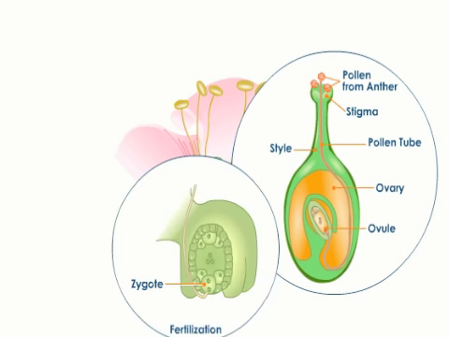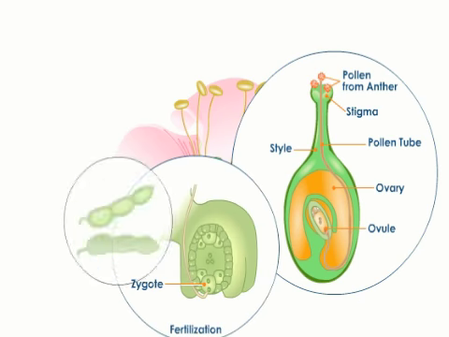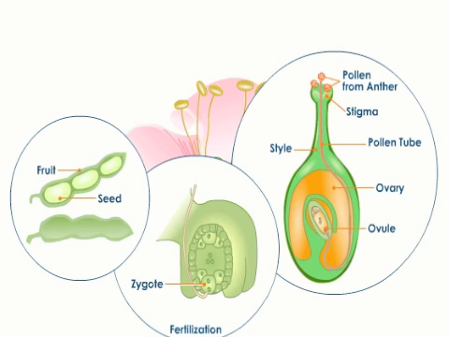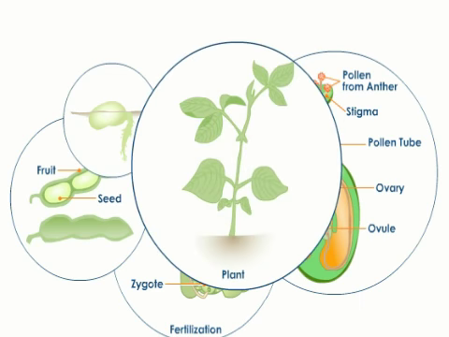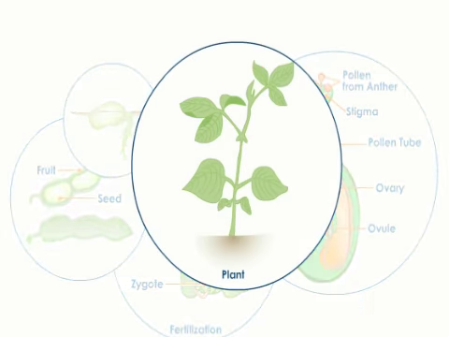The zygote develops into what is commonly called the seed. After the seeds have formed, the ovary matures to produce fruits. New plants grow from the seeds under suitable conditions. This is the process by which plants propagate themselves.